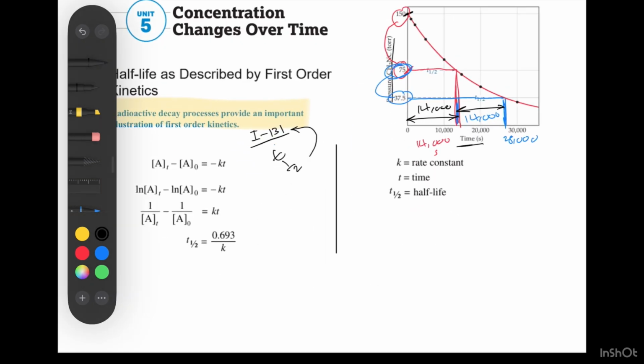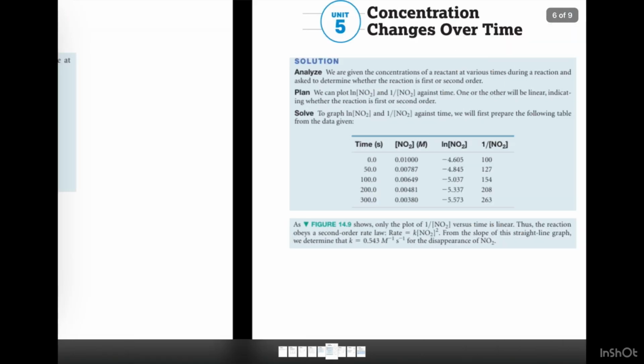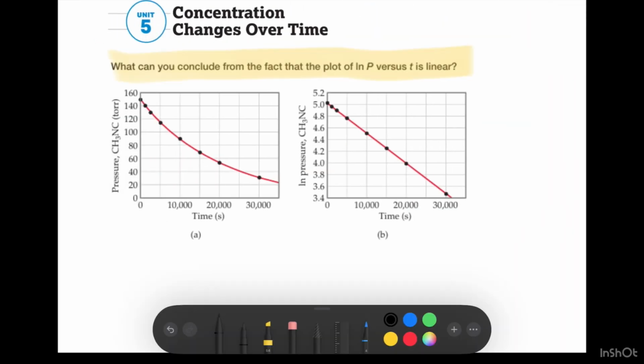All right, now let's practice what we covered so far. Let's take an example. The question says: what can you conclude from the fact that the plot of natural log of pressure versus time is linear? Since pressure with respect to time is not a straight line, I can say it's not a zero order, and I exclude it from my options. But since we took the natural log with respect to time and got a straight line with a negative slope, we can say this is a first order reaction.